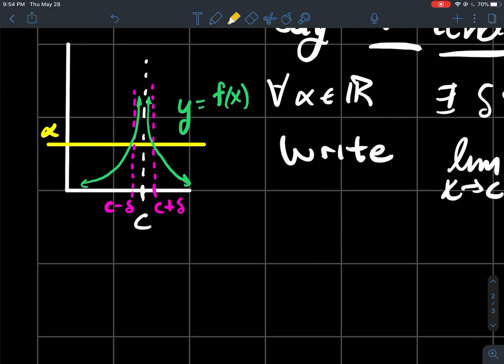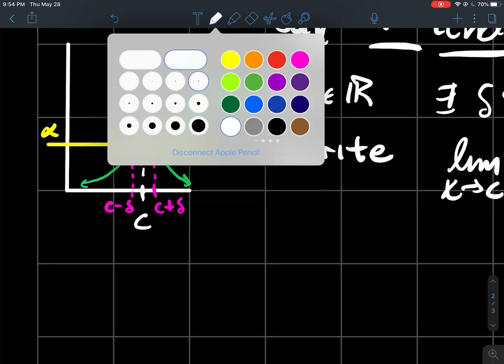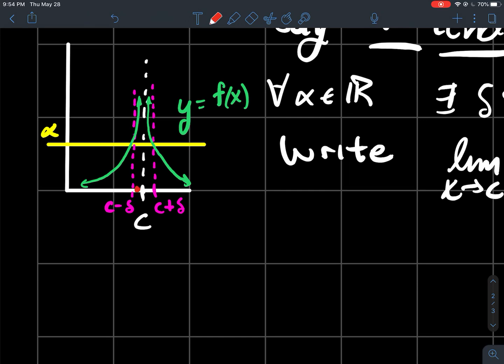So what am I saying? If you had your function y equals f of x here, then for any alpha that I put down, I should be able to find some window around c so that for any x value that I pick inside of that window, when I plug it into my function, its output, that y value, is higher than that alpha. So for any one of these alphas on the y-axis, I should always be able to find some window around c so that all the outputs of my function are above that particular alpha.